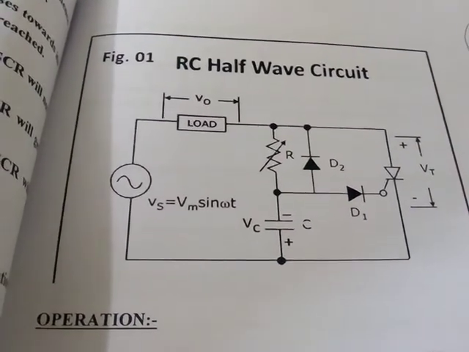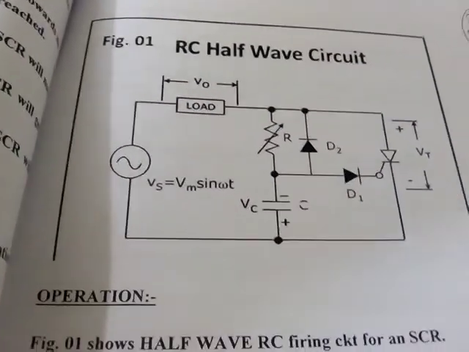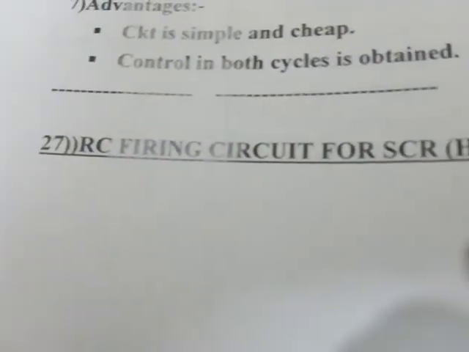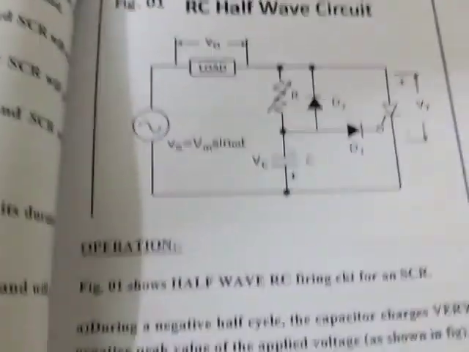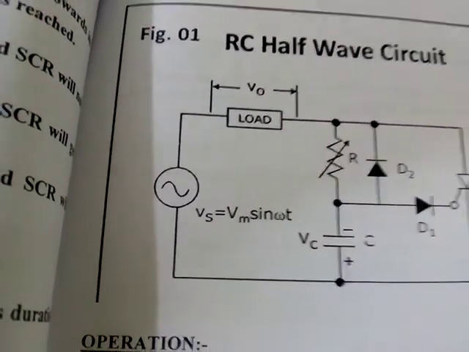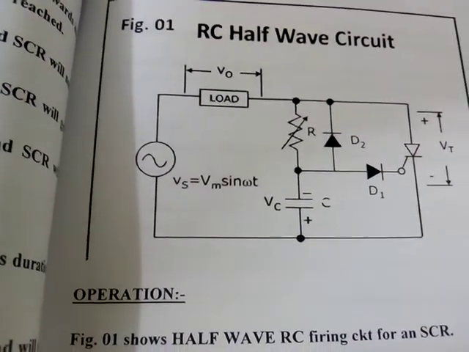Next, RC half wave control, or RC firing circuit for SCR half wave. Half wave means half wave control, because SCR is a controlling device.